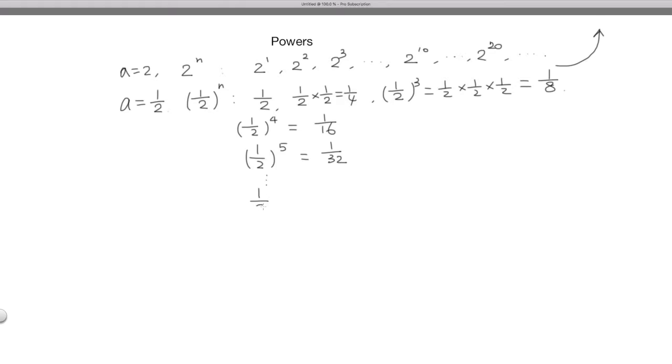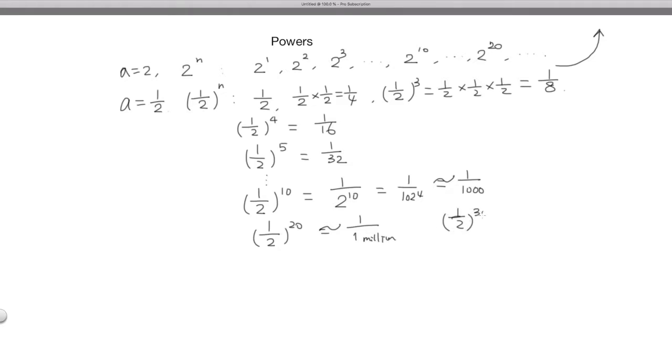In fact, you see that 1 over 2 to the power 10, for example, every time you halve it, it's the same as doubling the denominator. This equals 1 over 1024, so this is around 1 over 1000, 1/1000th. How about 1 over 2 to the power 20? This is going to be roughly 1 over 1 million. And then 1 over 2 to the power 30 is going to be around 1 over 1 billion.